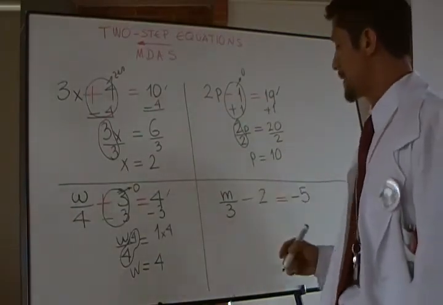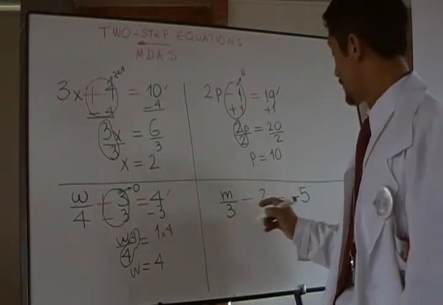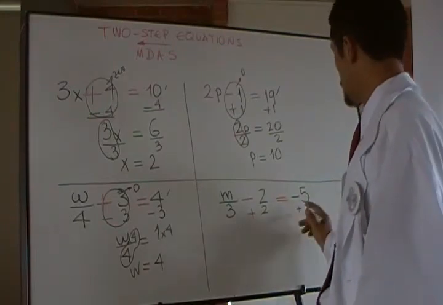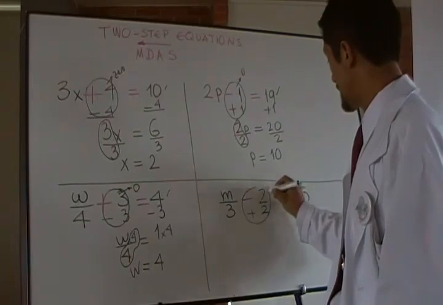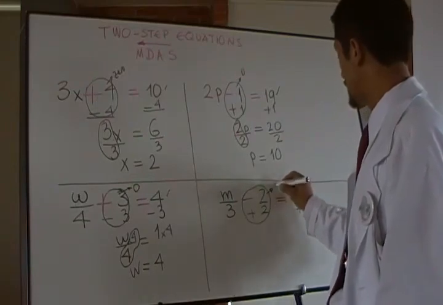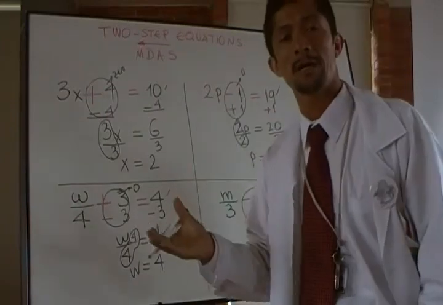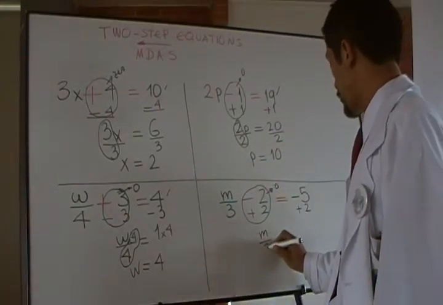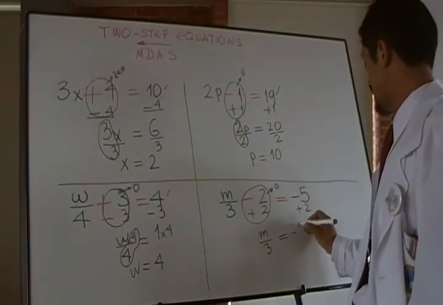And finally, with this example, we have the combination of division and subtraction. So first, I have to undo subtraction by adding 2 on both sides to keep the equality. These operations are actually based on the properties of equality. Whatever you do on one side has to be done on the other side. So here I have a 0. Now we'll have m thirds equals negative 5 plus 2, which is negative 3.